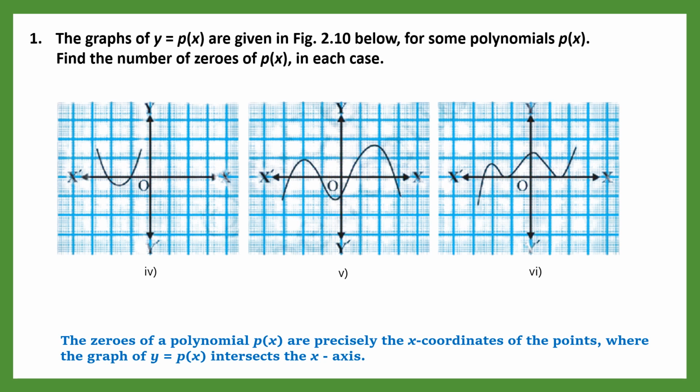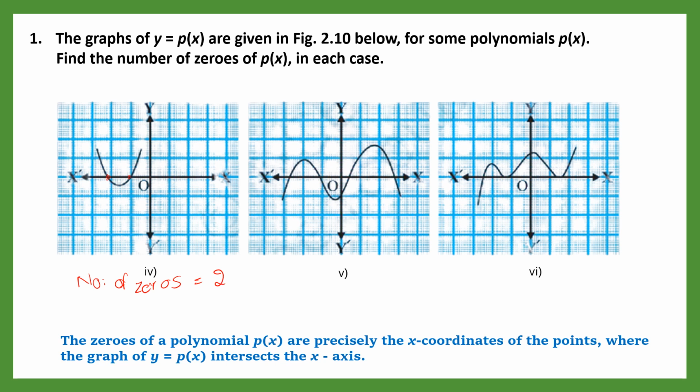Now, see the next graph. Here you got a parabola. It intersected the x-axis at 2 points, here and also here. So the number of zeros for this polynomial p of x will be 2.